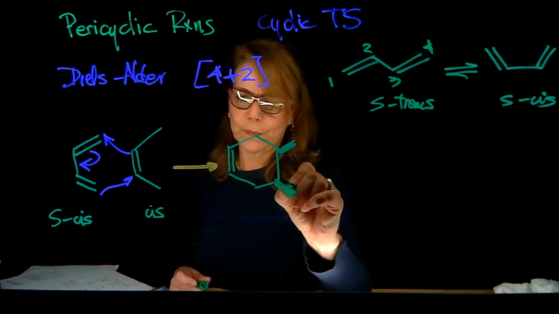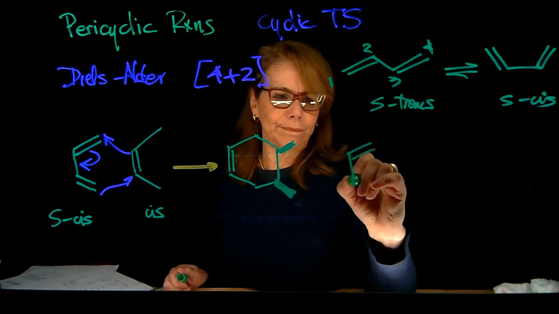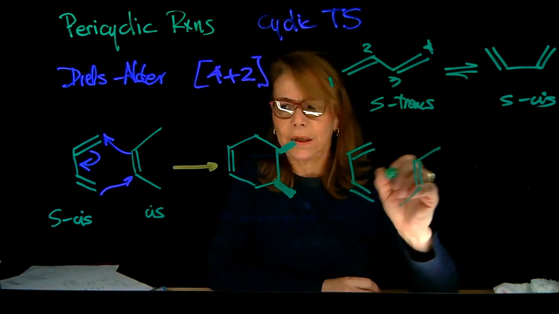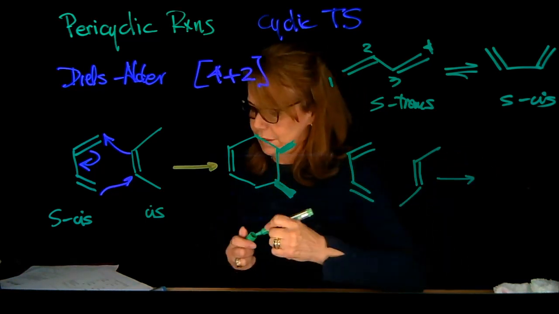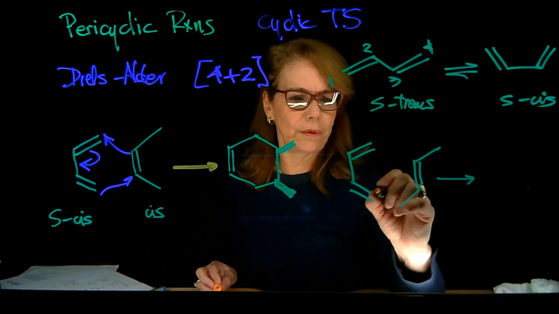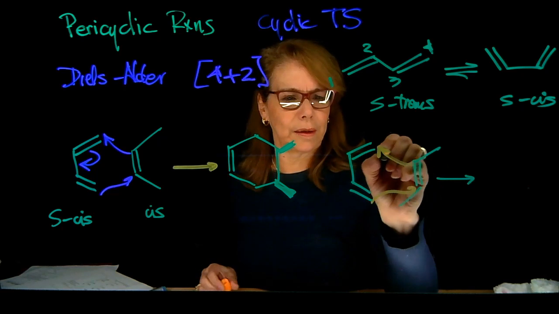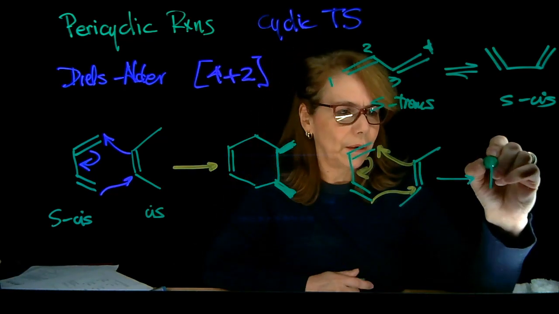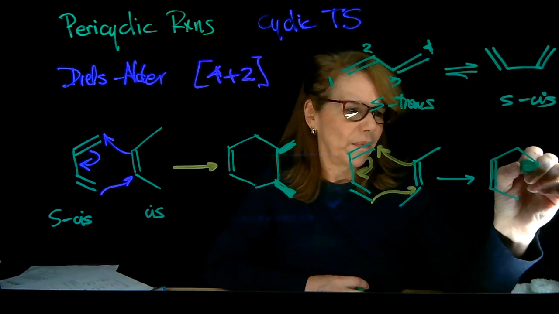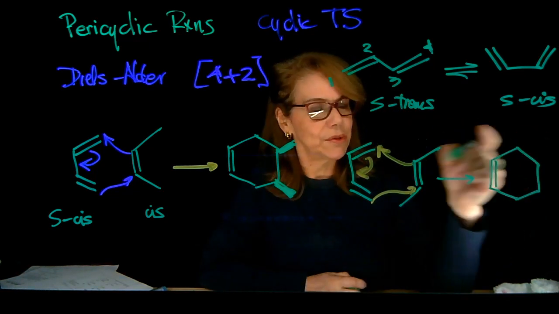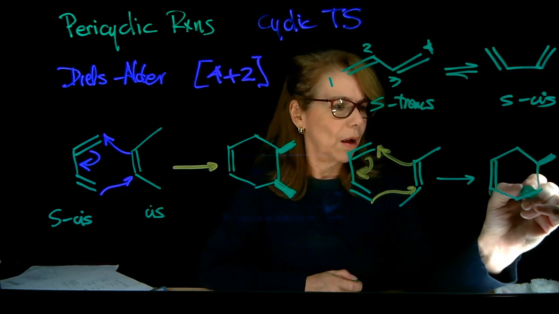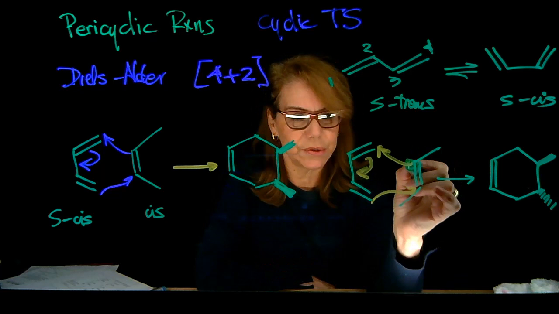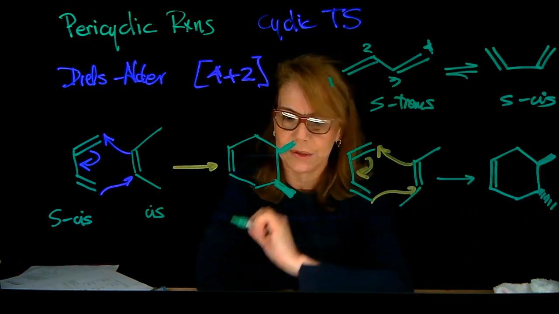If you start now with another type of dienophile, your product will again have the same cyclic movement of electrons in the transition state. But now these two groups need to be pointing to different sides, so we put one wedge and one dash. Remember that we're changing the hybridization from sp2 to sp3 in each carbon.